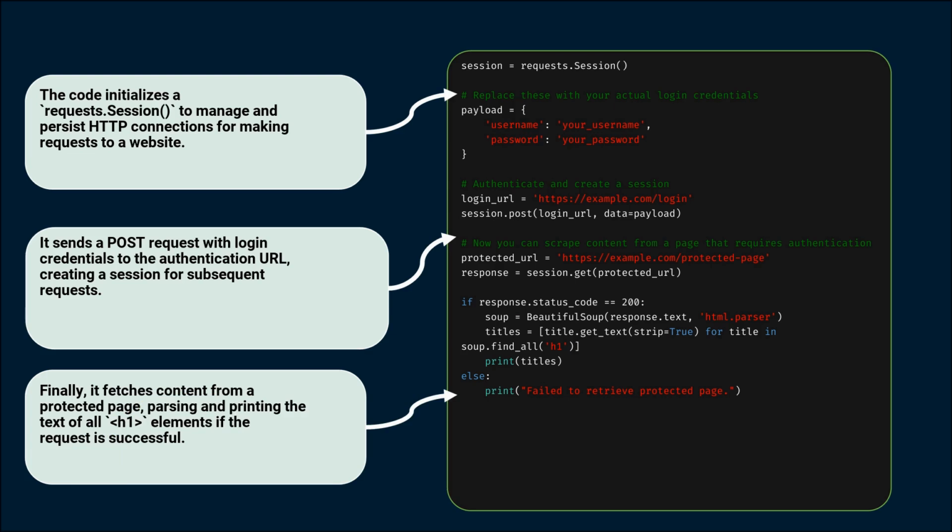If successful, we then initialize Beautiful Soup to parse the HTML content returned from the protected page. We search for all h1 tags on the page and extract their text, enabling us to gather the titles displayed there. But remember, if the request fails, we print an error message to keep things robust, ensuring that we're informed if something doesn't go as planned.